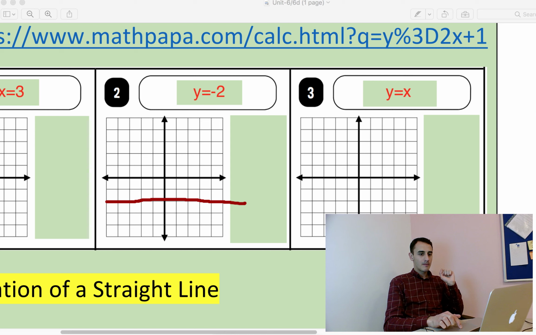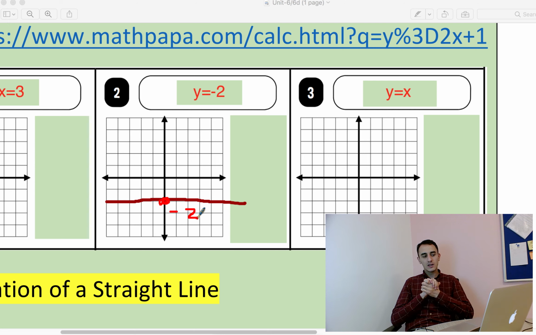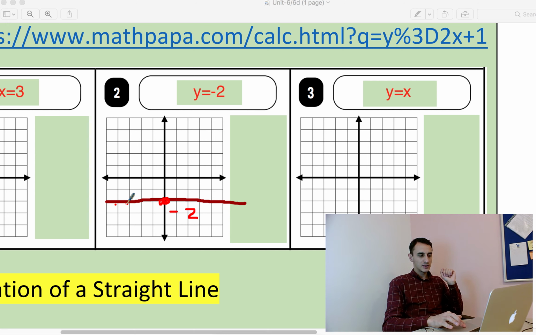Okay. And this is negative 2. This point is negative 2. So, for each point on this line, for example, this point and this point maybe and this point, all of them have negative 2 as their y coordinate. For example, this point is 3, negative 2. This point is 2, negative 2. This point is actually negative 2, negative 2. This point is negative 4 and negative 2.